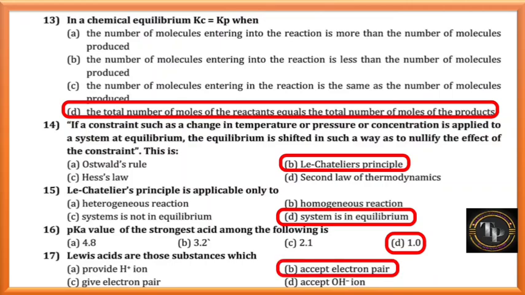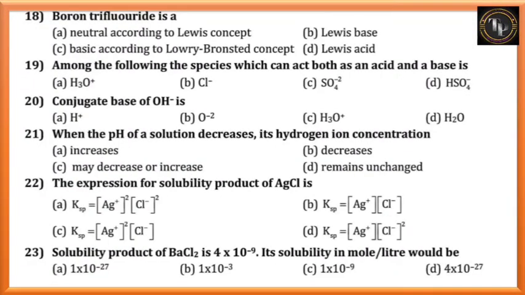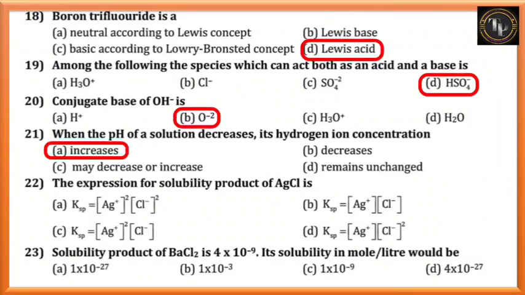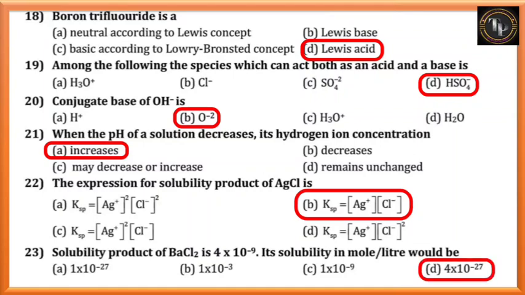See guys, next question. Boron trifluoride is a Lewis acid. Conjugate base of OH minus. Remember, whenever they are asking conjugate base, remove H plus from the given substance. Whenever they are asking conjugate acid, add H plus to the given substance. Write down this point, very important trick. They are asking conjugate base, remove H plus. They are asking conjugate acid, add H plus. Take a screenshot, guys.